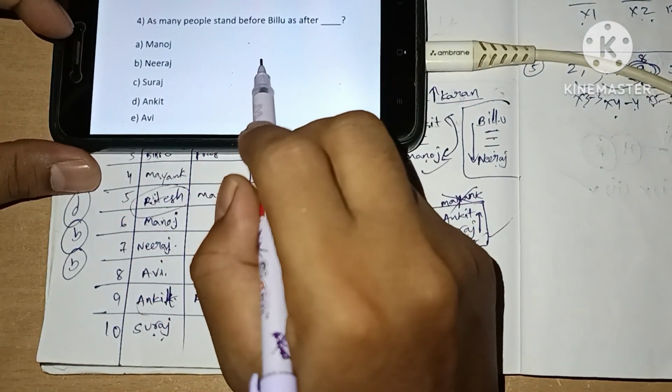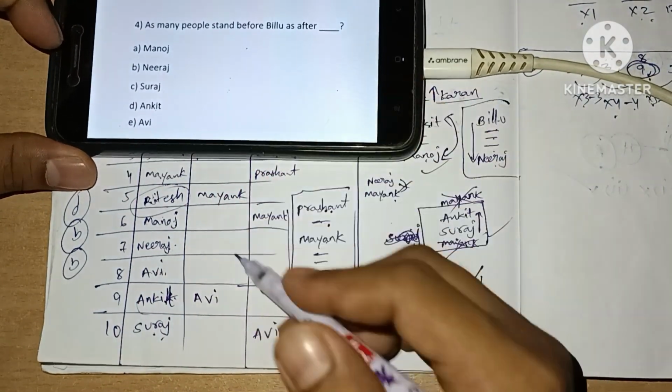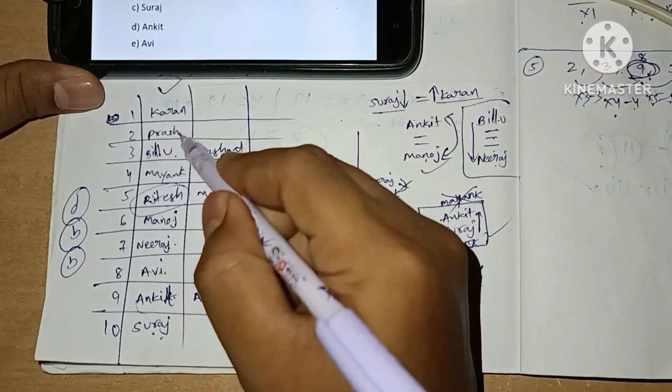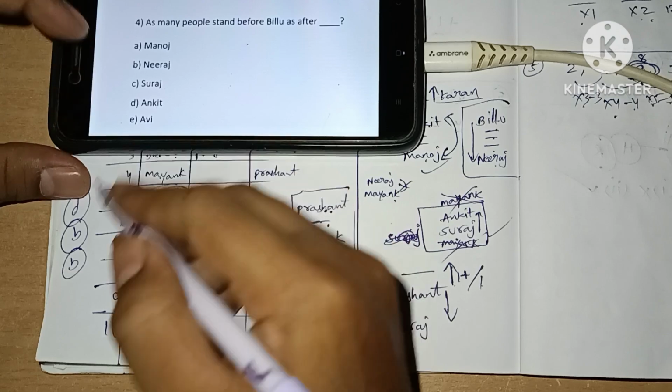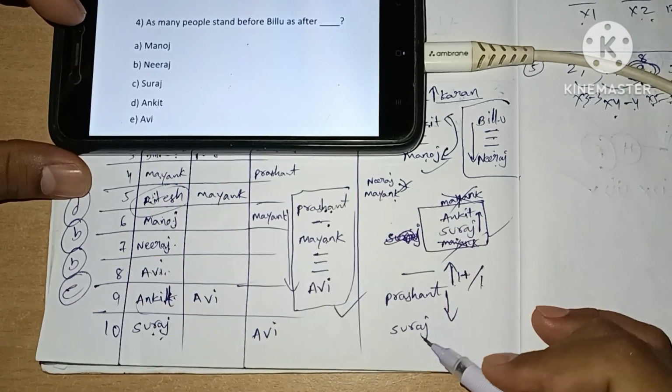As many people stand before Billu as after. Here before Billu there are two persons. After, Avi. So the answer will be Avi. Option E is our answer.